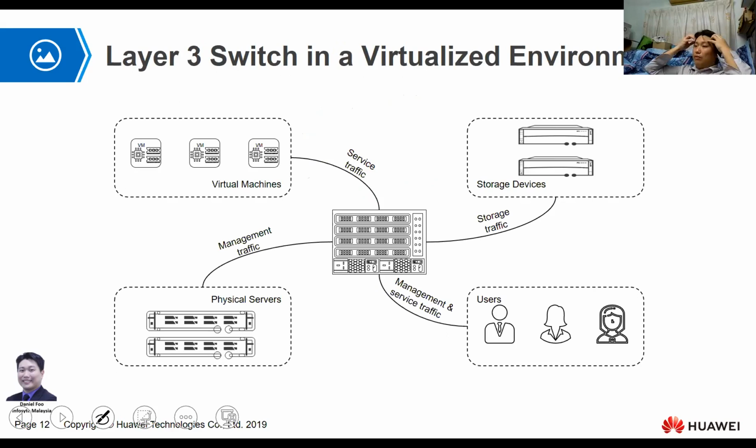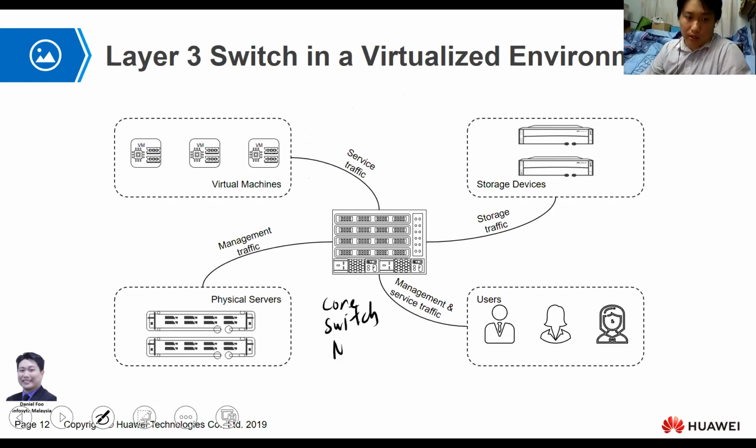Okay, so those are for routers. Then layer 3 switch in the virtualized environment. So you will see that over here, the layer 3 core switch network. Sometimes we also call this the core switch network. So all your network traffic will actually do an exchange over here.